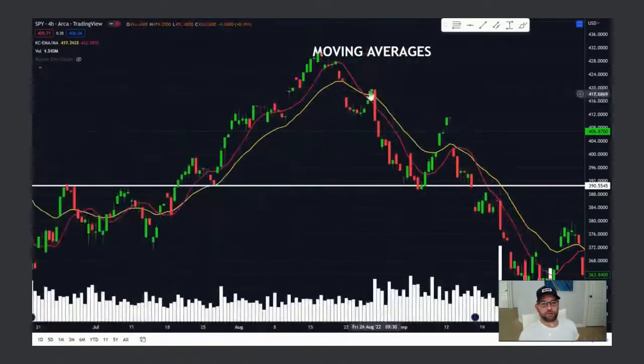So see, we have a cross right here where the 10 is crossing to the downside of this yellow 21. So that's a bearish cross. And then you can wait for this pullback, pulls back into this cross. You could have shorted from this area. And look what we got.